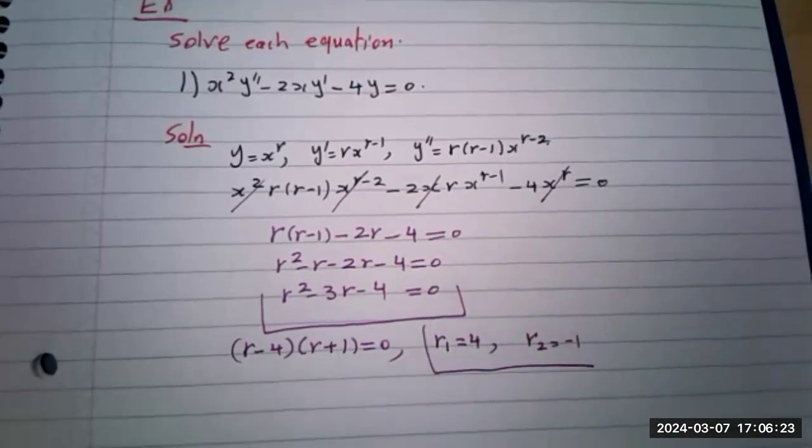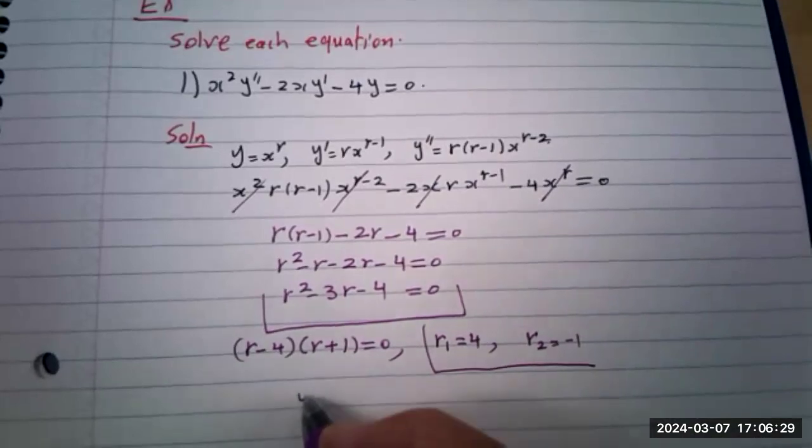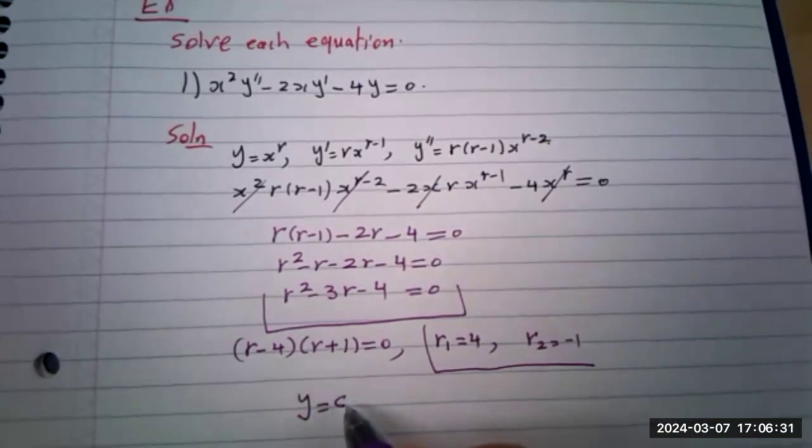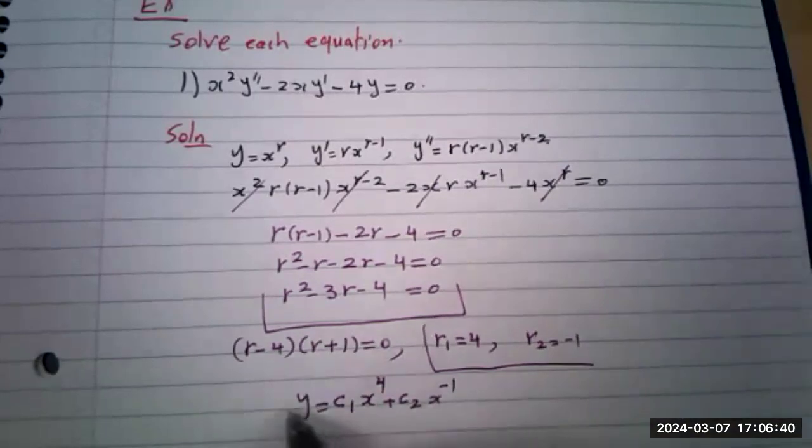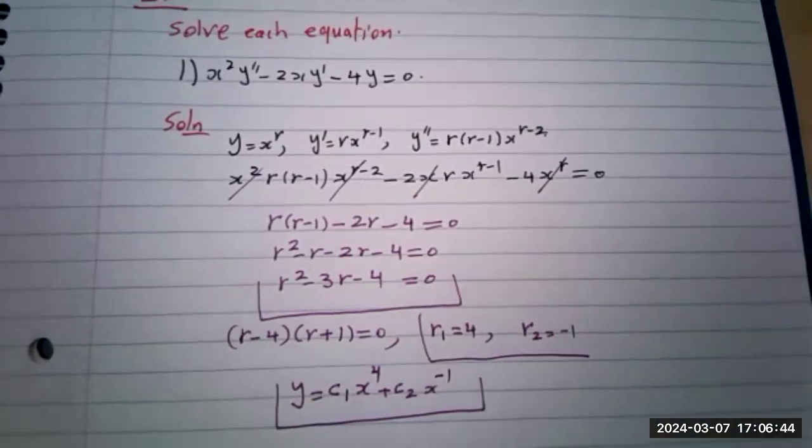For each solution, x to the r is your particular solution, and the combination is your final answer. So y is equal to c1 x to the 4th power plus c2 x to the negative 1. So that is going to be the final answer. Easy equation to solve.